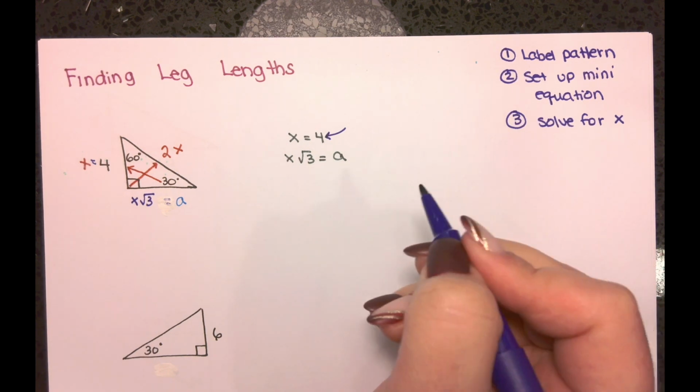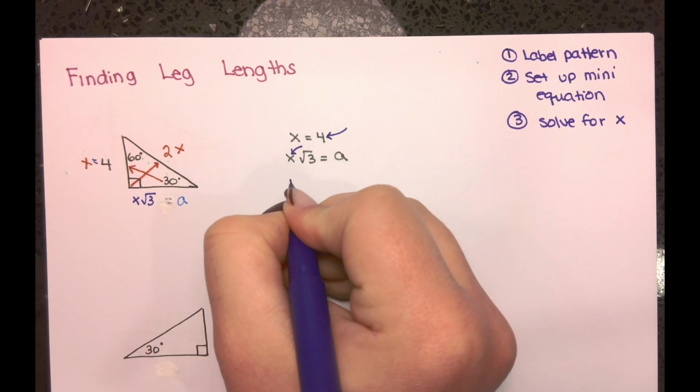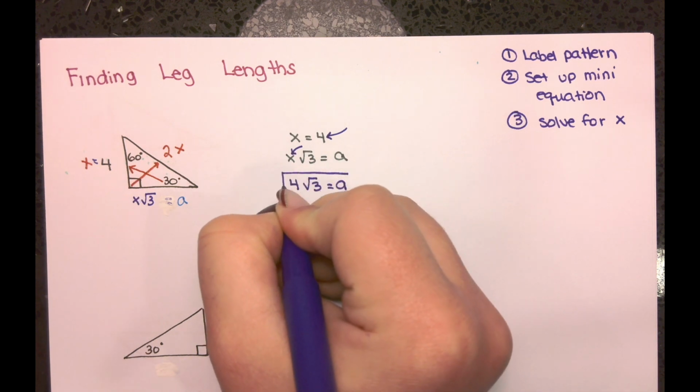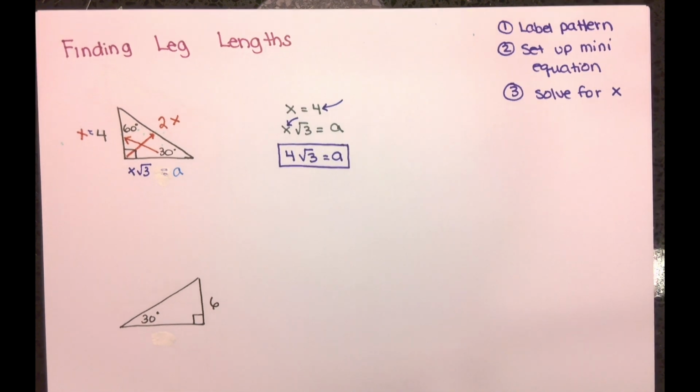So to solve for a, this one here, we're going to replace x with 4. I don't even need to multiply it because 4 is not inside a radical. 4 is not inside a house. And we're done with that one. Let's try it again.